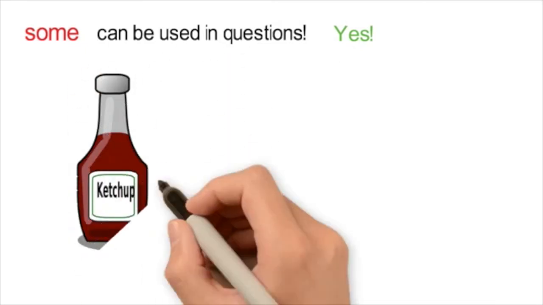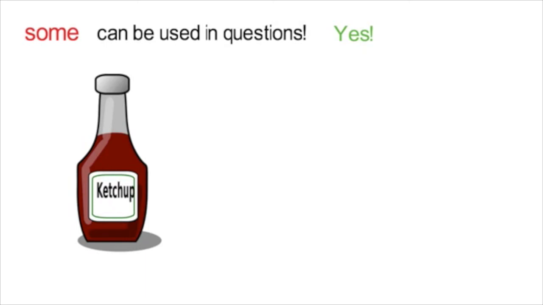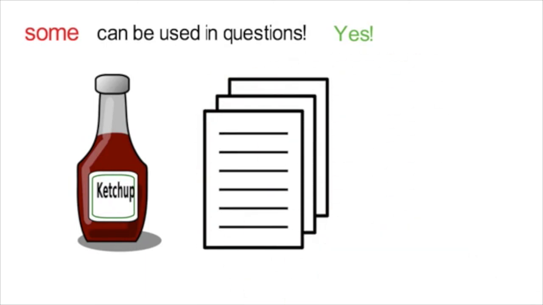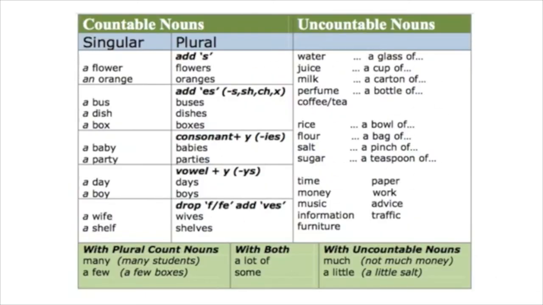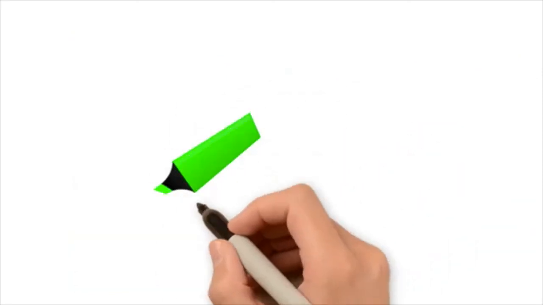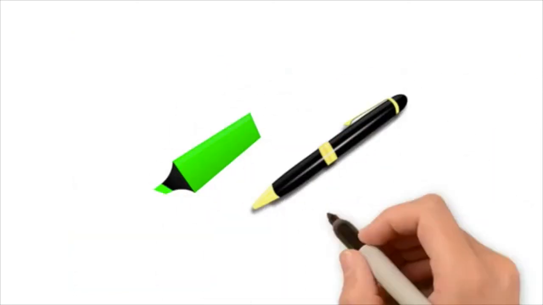Some can be used in a question, but usually when you expect the answer to be yes to a request such as, can I have some ketchup? Can I have some paper? All of this information can be found in the table. Here is where you will need your highlighter and your pen. Let's look at the sentences on your note-taking sheet.